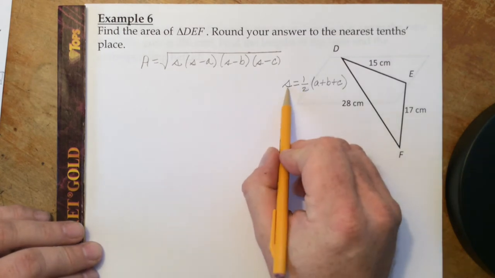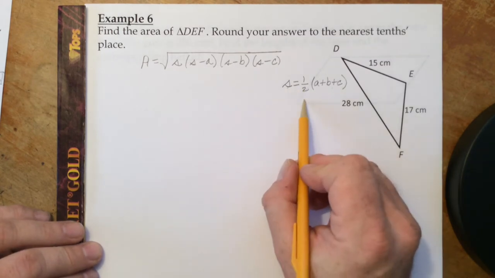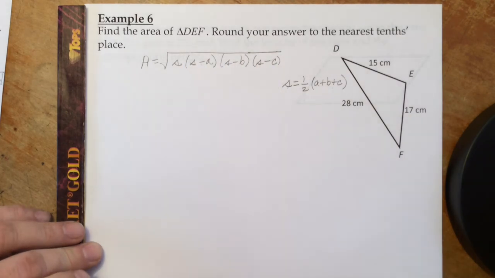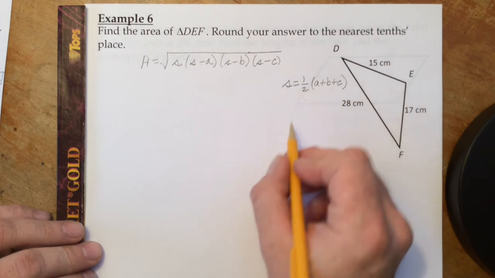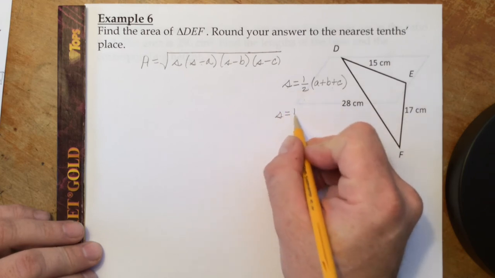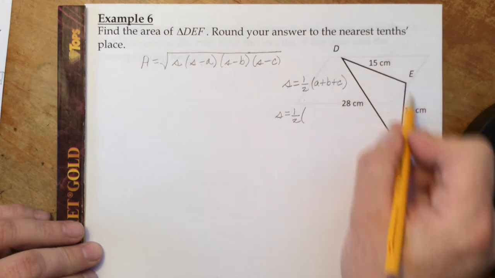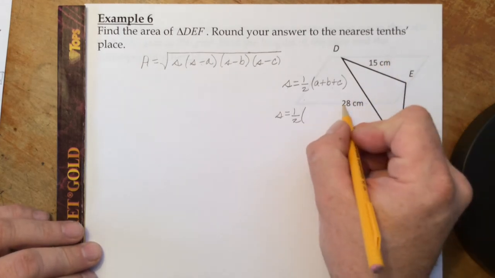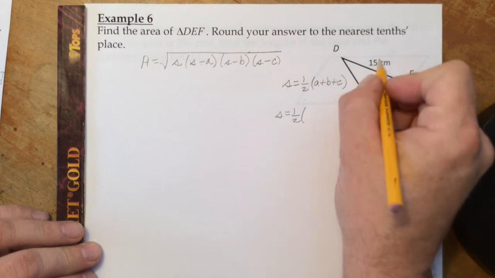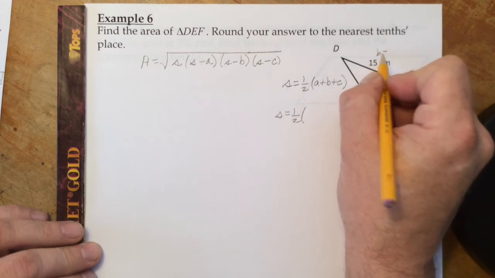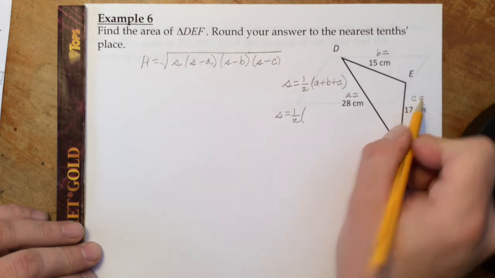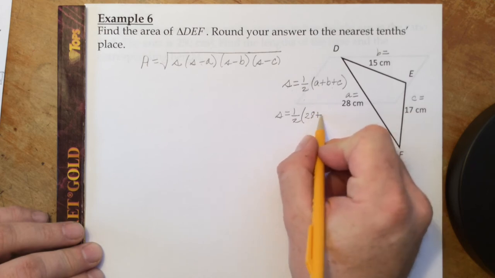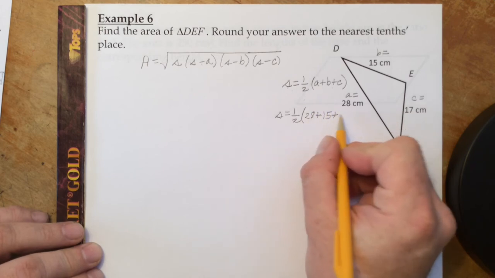So generally we find S first. Once we find S, it'll be one number, and we can substitute it into this formula and find the area of our triangle. So starting with this one right here, S is 1/2 times, and I'm going to assign values for all 3 sides. It doesn't matter which 3 sides you assign A, B, and C to. I'm going to let 28 be A, 15 be B, and C is 17. So we have A, which is 28, plus B, which is 15, plus C, which is 17.